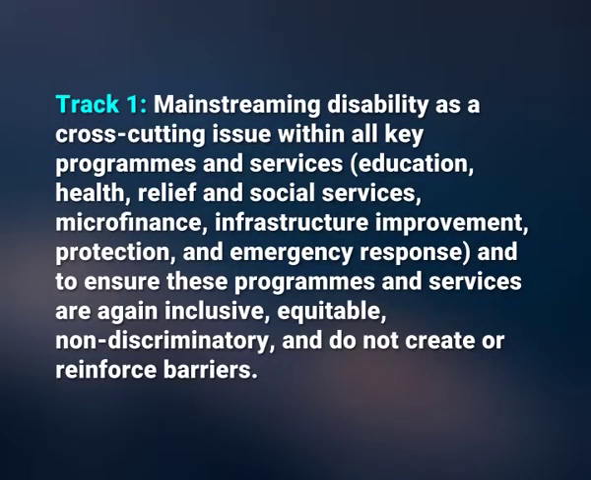Now, how do we implement this twin track approach at the ground level? This will involve two things. Track one: mainstreaming disability as a cross-cutting issue within all key programs and services. So, what are those key programs? Education, health, relief, social services, microfinance, infrastructure improvement, protection, and emergency response. And to ensure these programs and services are inclusive, equitable, non-discriminatory, and do not create or reinforce barriers.